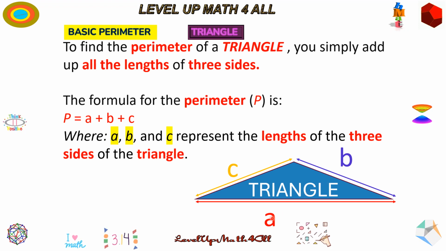So in this image, if you see, side A, side B, side C, a combination of three sides. This image, we call it a triangle. Now, to find the perimeter of a triangle, what we need to do is just add all the lengths of the three sides. It means side A, side B, and side C, we just need to add. So the perimeter formula, which represents P, if you are going to add all three sides, will be a plus b plus c, where a, b, and c represent the lengths of the three sides of the triangle.